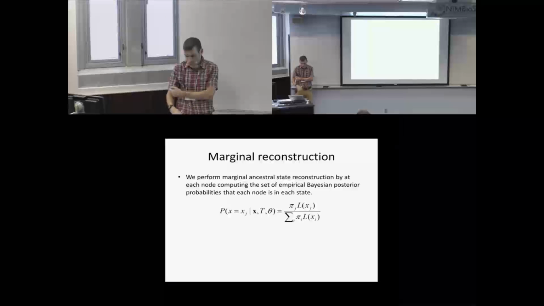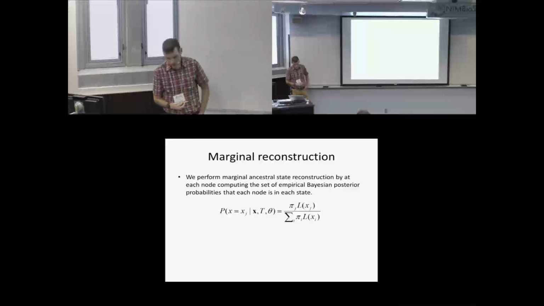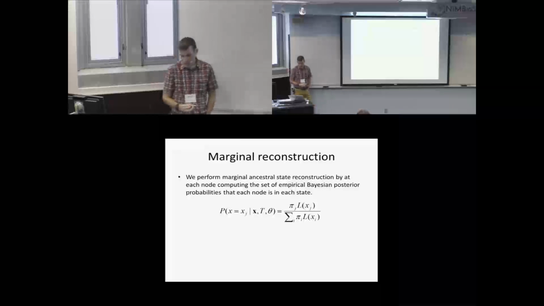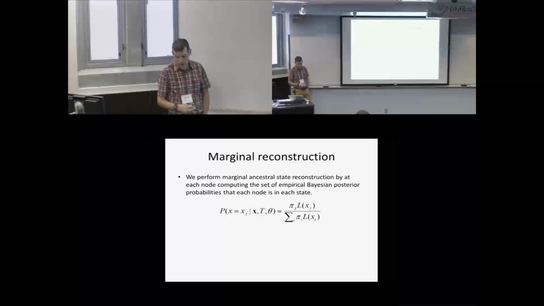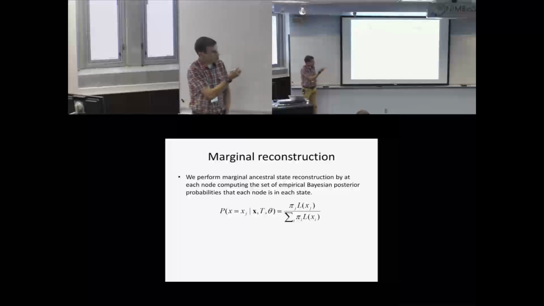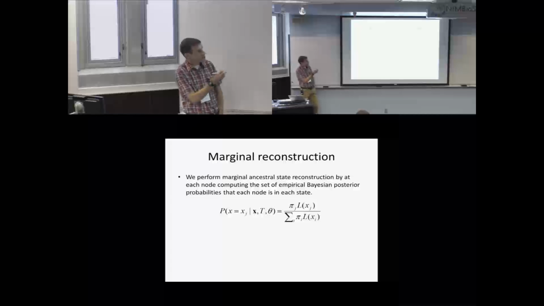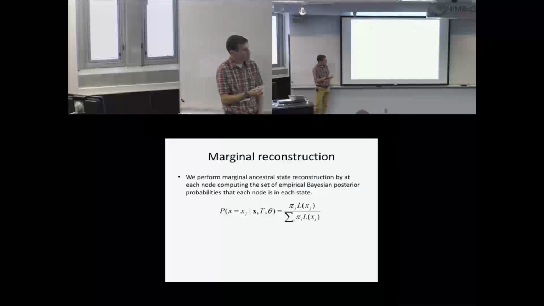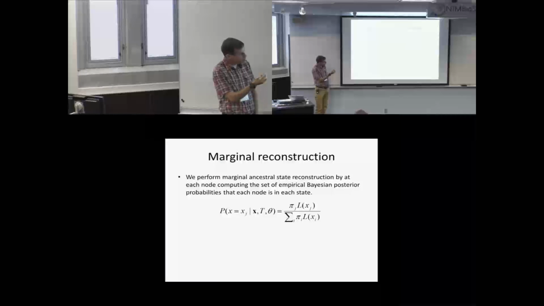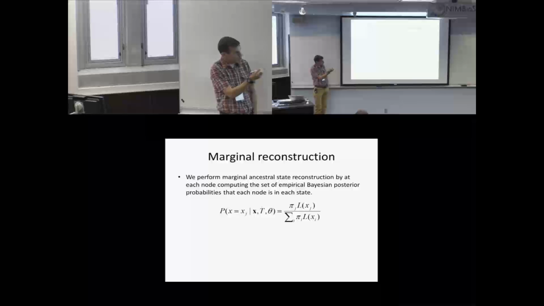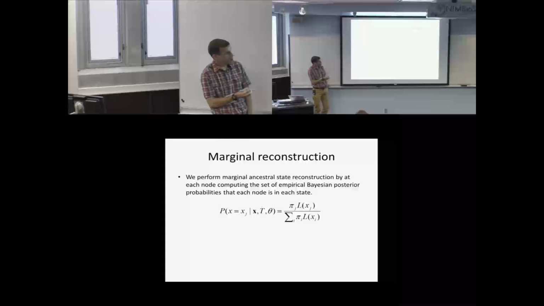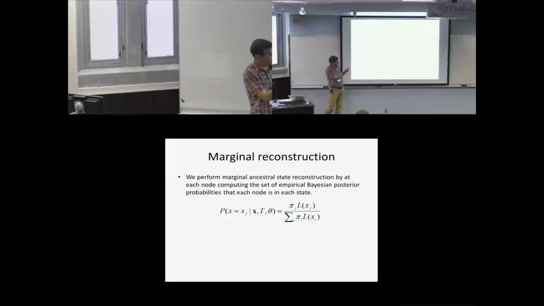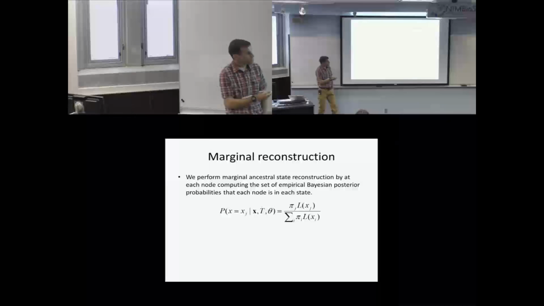So we perform marginal reconstruction by computing at each node the empirical Bayesian posterior probabilities, as Yang calls them, that each node is in each state. And this is just the probability that this particular node has a state x sub j, given the data for the tips, the tree, and the model process, the transition matrix.